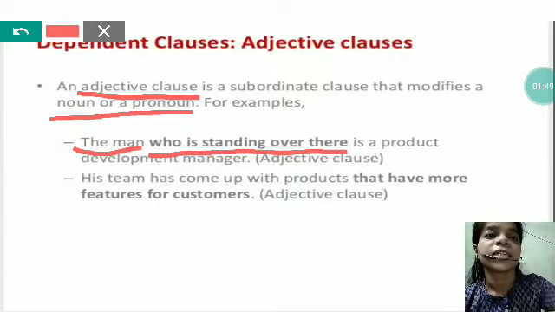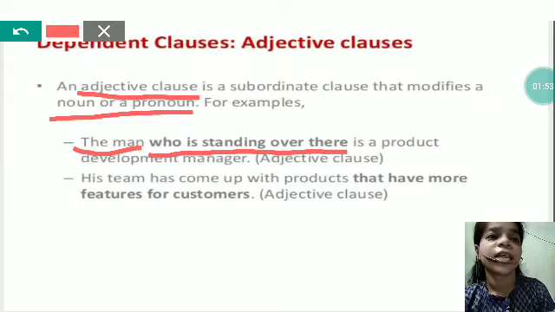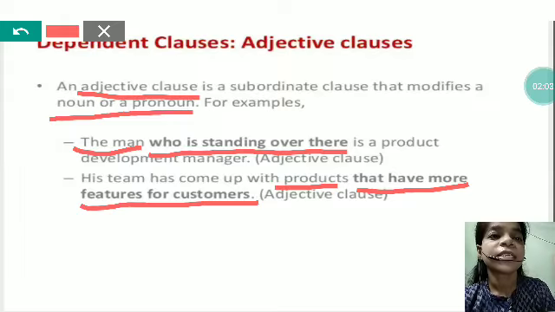Next, his team has come up with products that have more features for customers. Again, here the noun is products and the adjective clause is that have more features for customers. This is an adjective clause because this group of words is describing the word products.